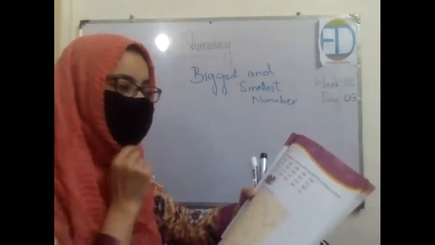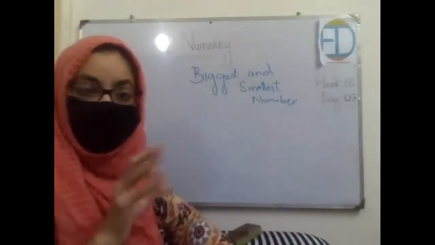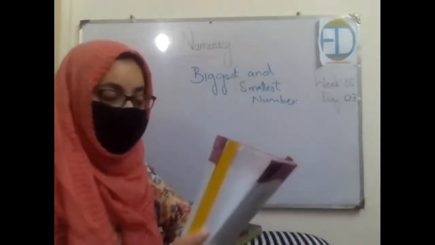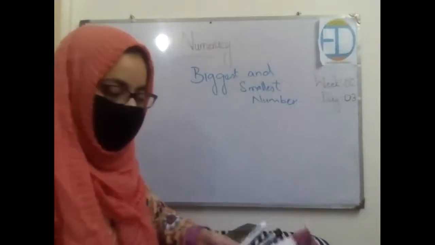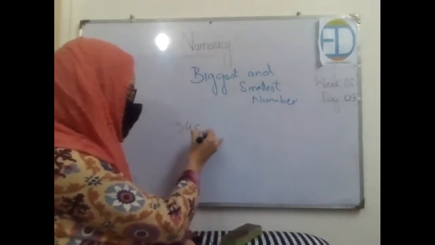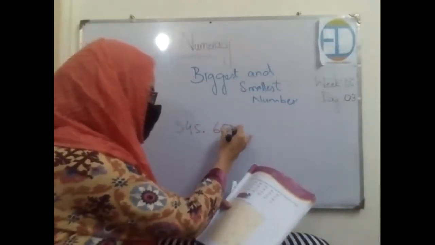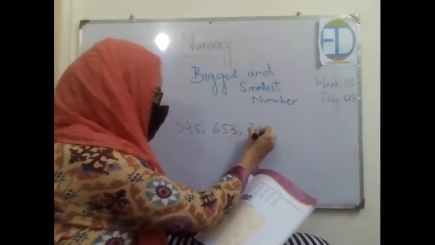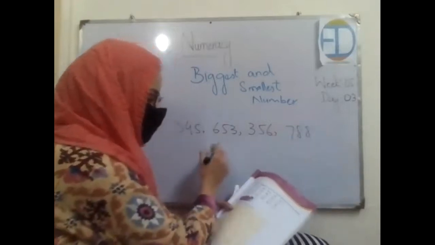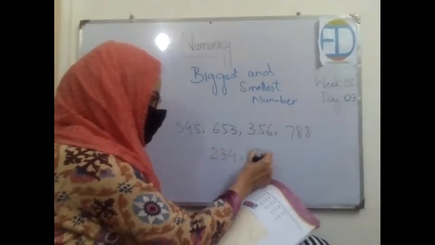The first question is to tick the biggest number and cross the smallest number. The numbers are given in random order, okay? The first one is already solved for you. So let's look at the second one. The numbers are as follows. First is 345, then 653, then 356, then 788, then 234, and 671.